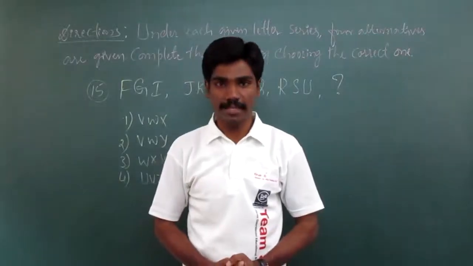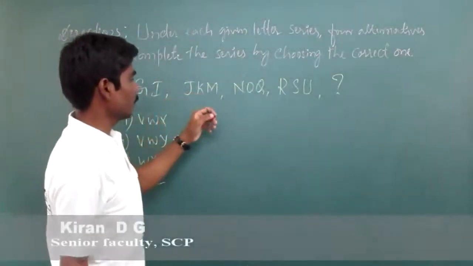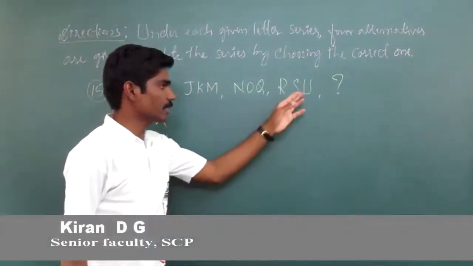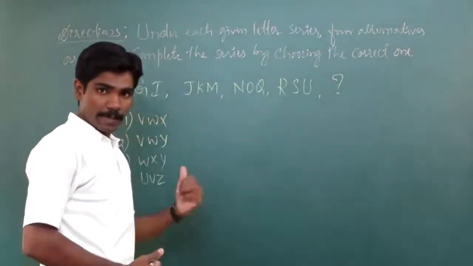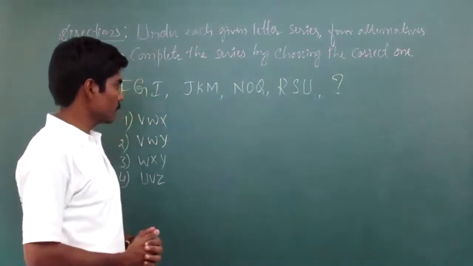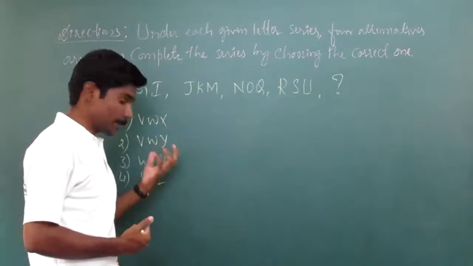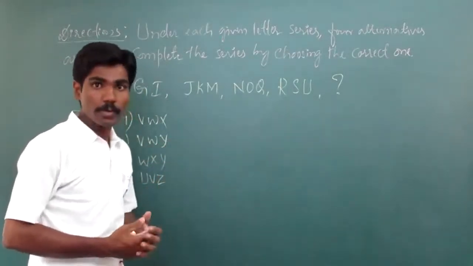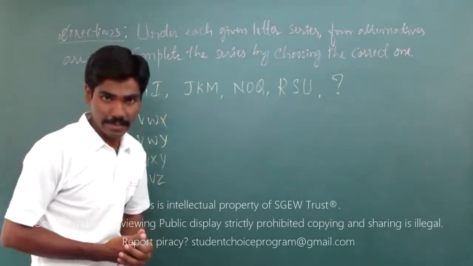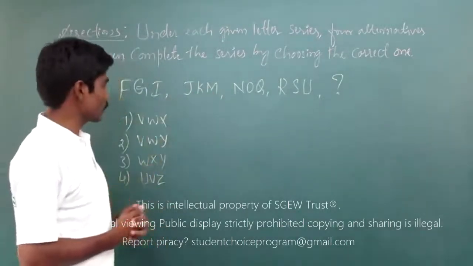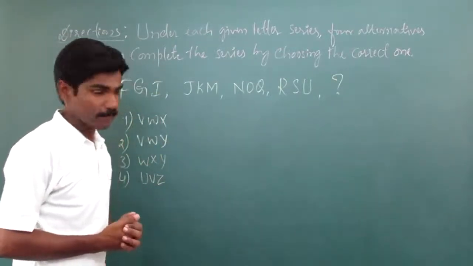Well friends, here is the next problem. The given problem is FGI, JKM, NOQ, RSU and the question mark. Well friends, in the previous problems, what we have done? We have considered the options and we have substituted there. When you do the same thing in this problem, you are not going to get the answer because none of the letters are repeated. And friends, when you observe the given question, they have given the group of 3 letters.